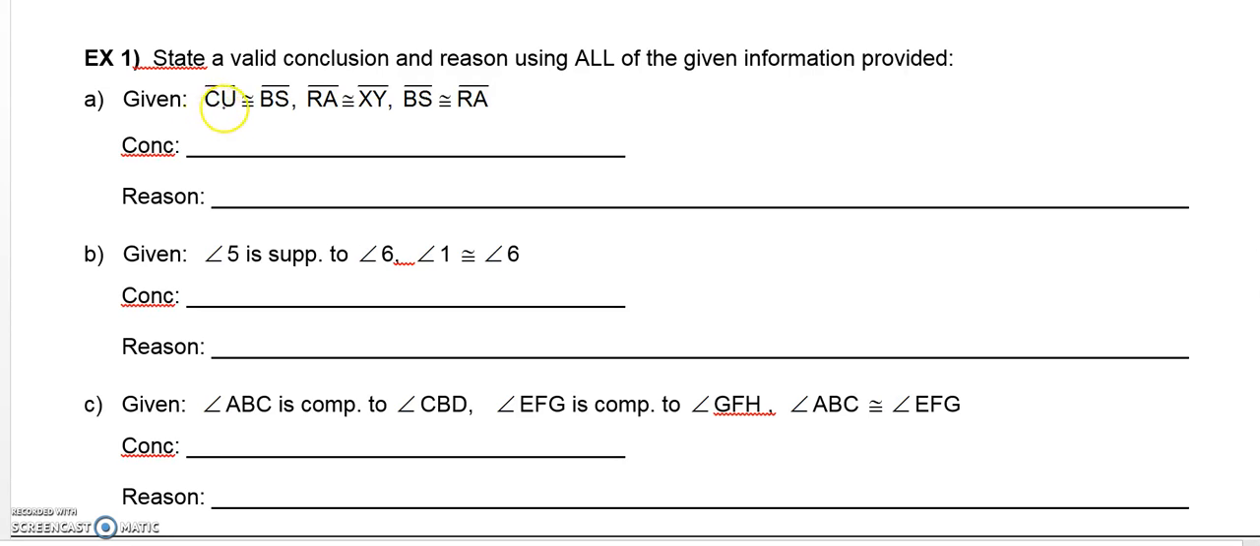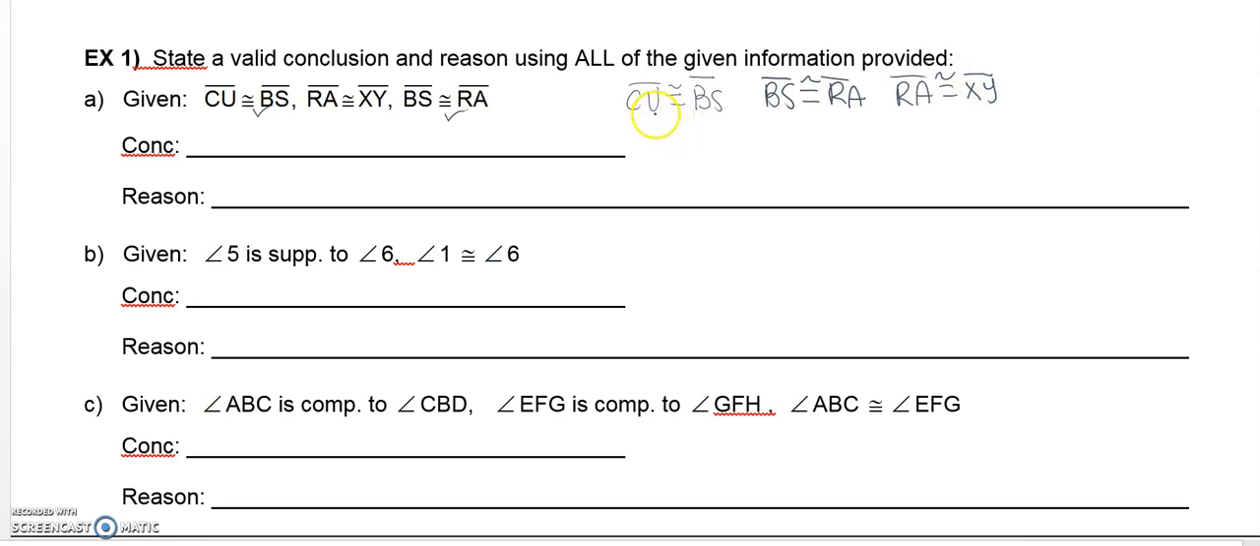We know that segment CU is congruent to segment BS, RA is congruent to segment XY, and segment BS is congruent to segment RA. I want to make some connections between these segments. I can create a diagram, but I'm going to create more of a chain. I know CU is congruent to BS. I also know BS is congruent to RA, so I'm going to write that second. And then the third one, I know RA is congruent to XY.